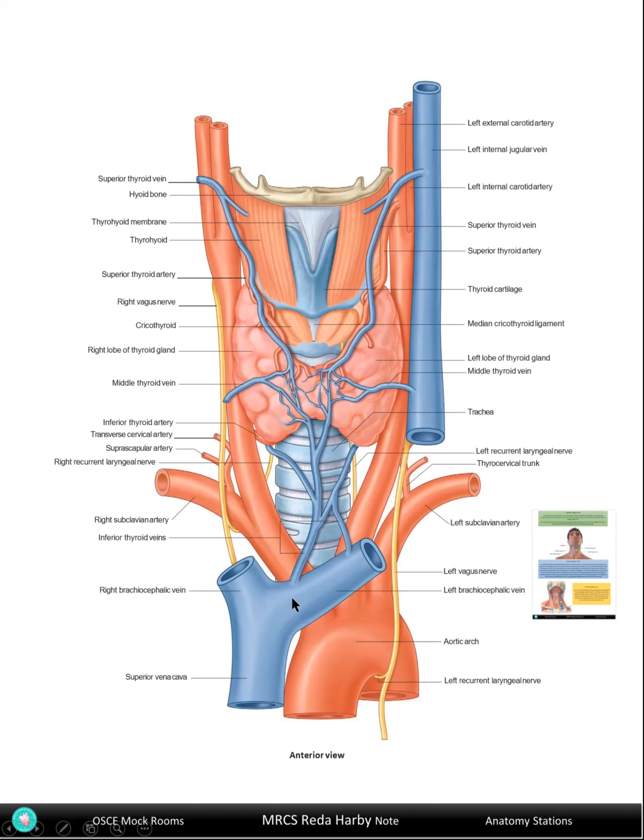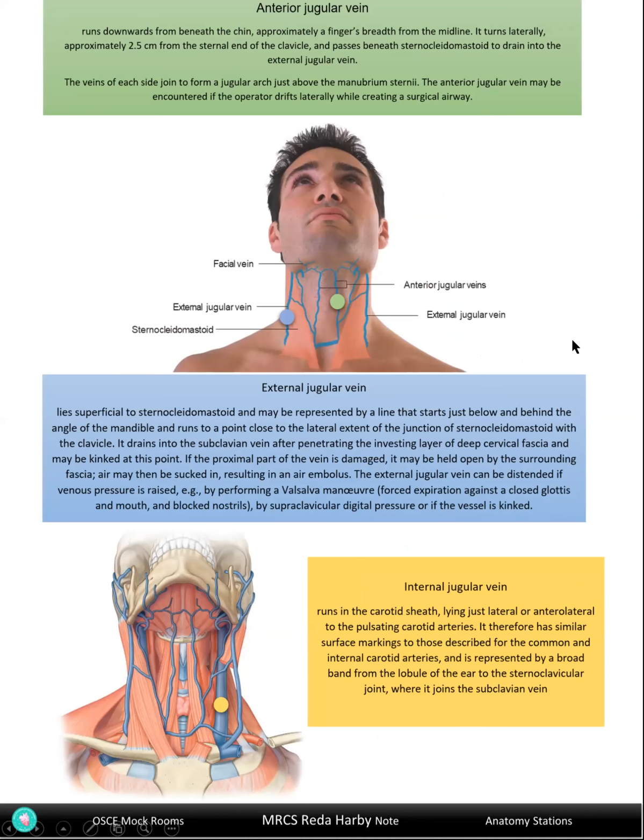Regarding the left brachiocephalic vein, it mainly drains both inferior thyroid veins. Remember, inferior thyroid veins go to the left brachiocephalic. Okay. Do you know anything about the neck veins? What do you know about the neck veins?